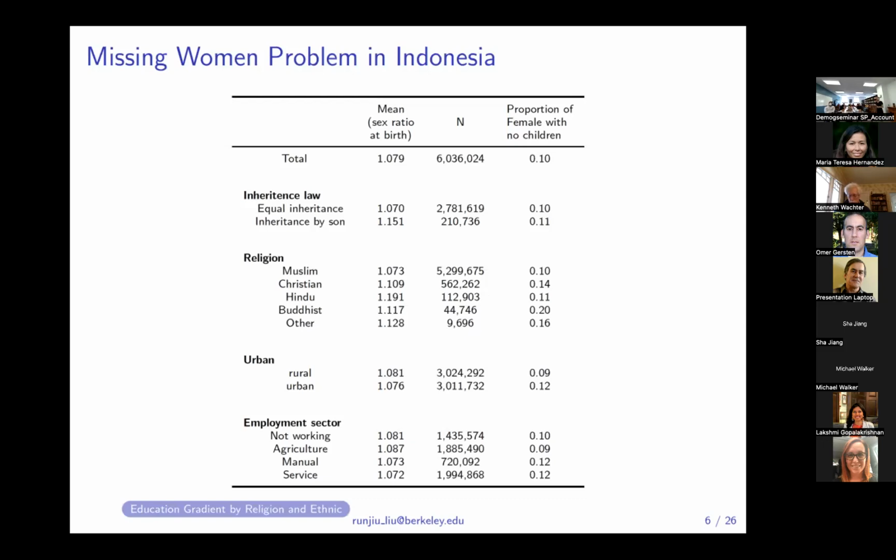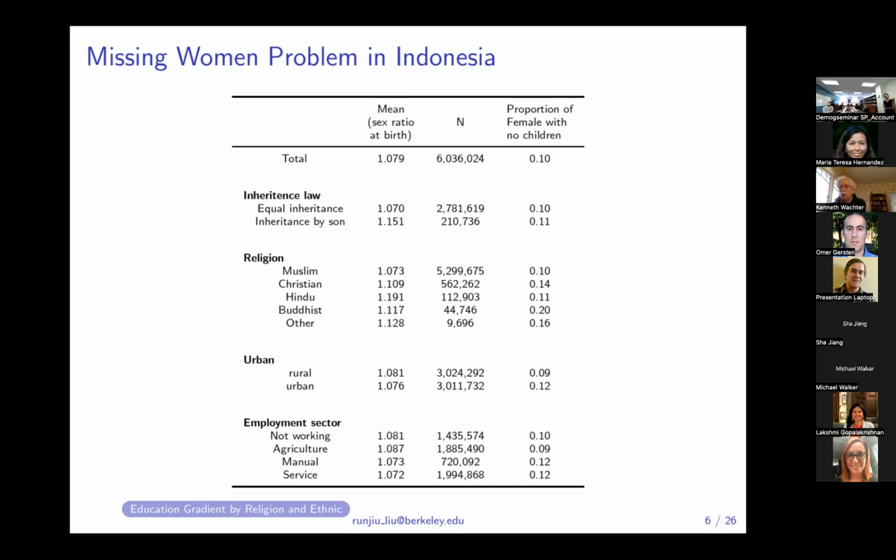This is the summary statistics of the missing woman problem in Indonesia. The total level is 1.08. For those who are more familiar with the Indonesian context, according to previous literature, people tend to believe that Indonesia is an okay country in terms of the missing woman problem. I think your intuition is generally correct.